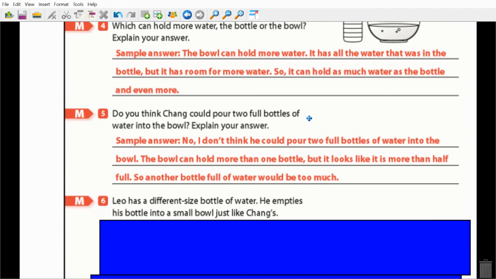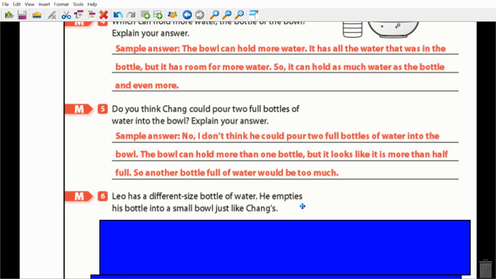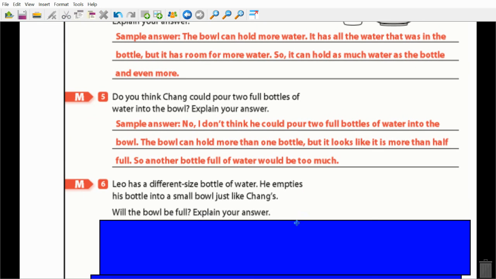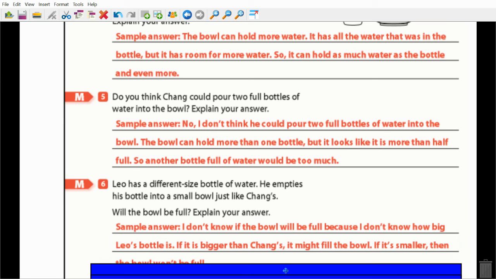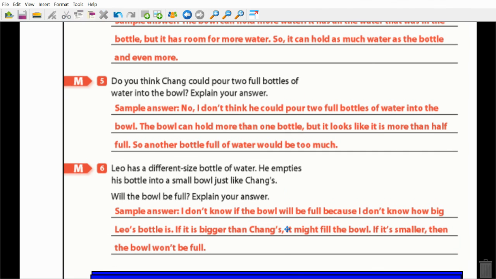Leo has a different size bottle of water. He empties his bottle into a small bowl just like Chang's. Will the bowl be full? Explain your answer. Well, he empties his bottle into a small bowl, but his bottle is different. So how do we know? Well, we won't know if the bowl is full because we don't know how big his bottle is. If it's bigger than Chang's, it might fill the bowl all the way. If it's smaller, then the bowl won't be full. There's no way to know. So that was kind of a trick question for you.